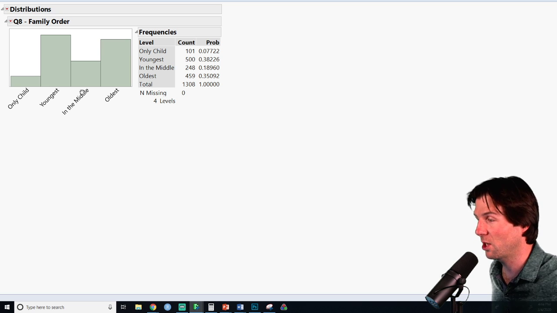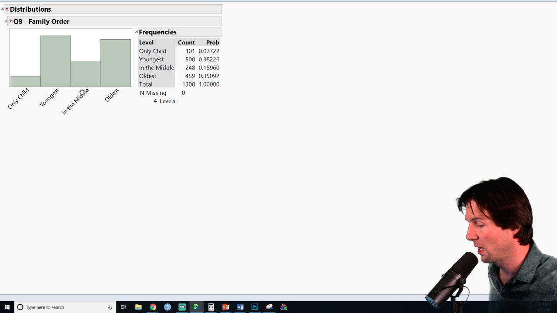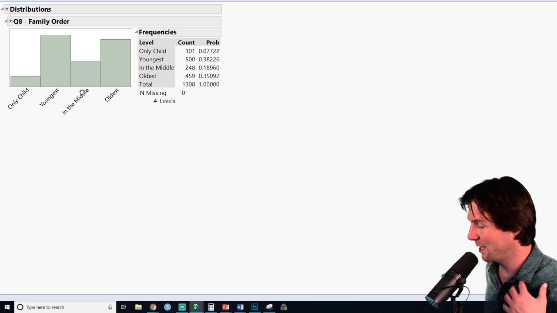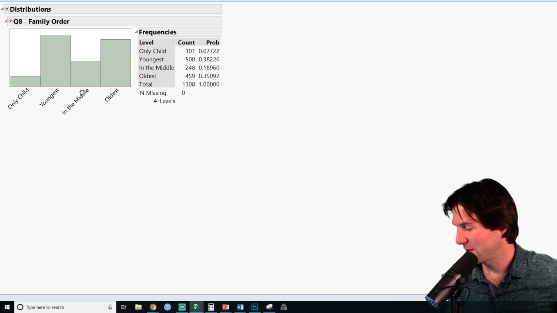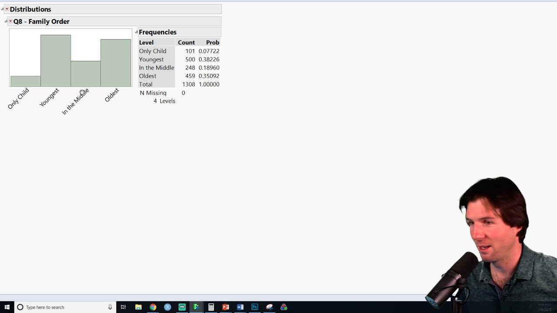If you're in a two-child family, you're either the youngest or the oldest. And, like, I'm the middle child, and there's not as many middle childs. Only 19% of people are middle children. So rare group right there. And only child is the rarest, with only 7.7% of people being an only child.